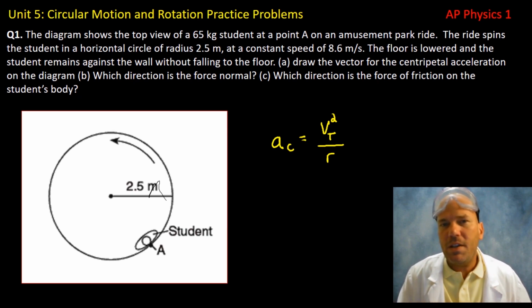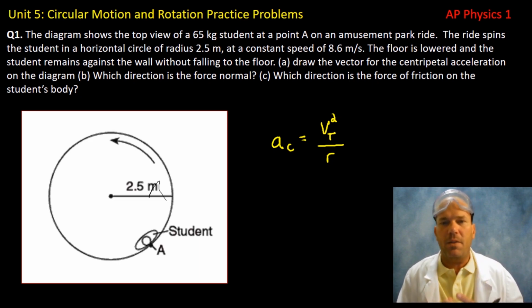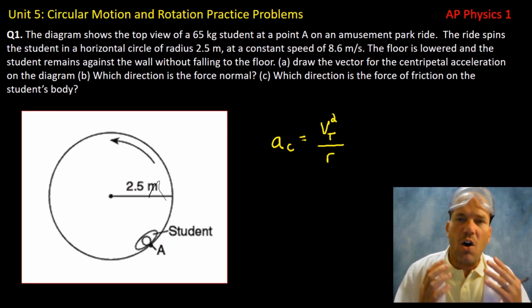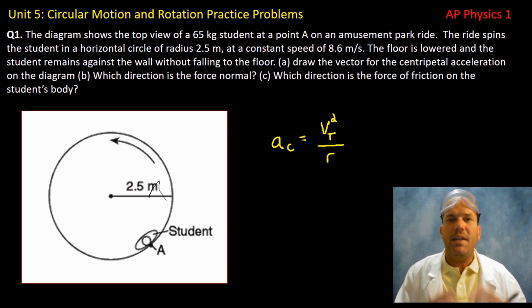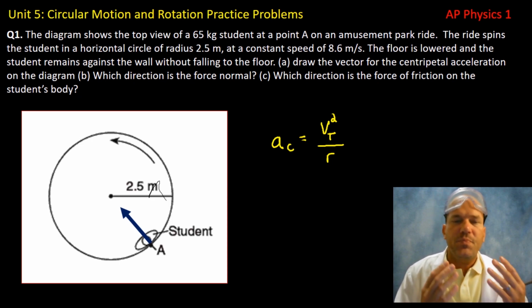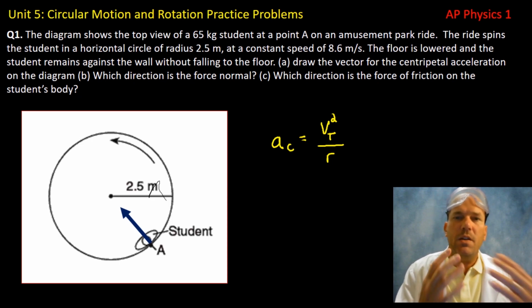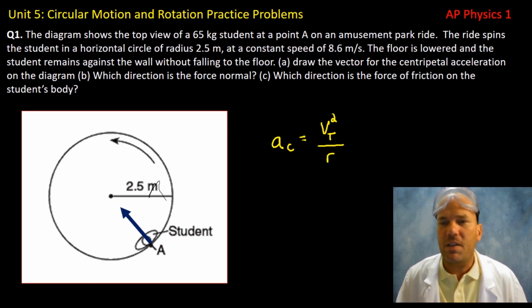Now, the centripetal acceleration is the tangential velocity squared divided by the radius, and it is always pointing inward. So our vector, the blue arrow, shows this inward vector for the centripetal acceleration.